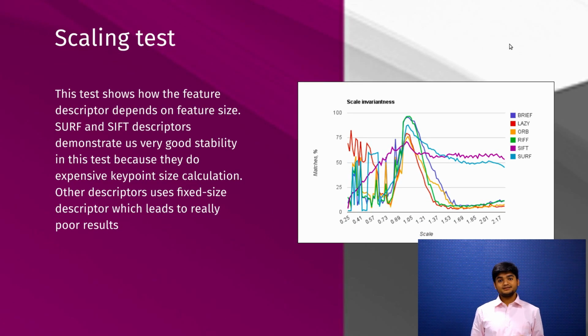So next we look into the scaling test, which tells us about the feature descriptors' dependency on the feature key points. The SURF and the SIFT algorithms show good stability as compared to the other algorithms because of the expensive key point size calculations.